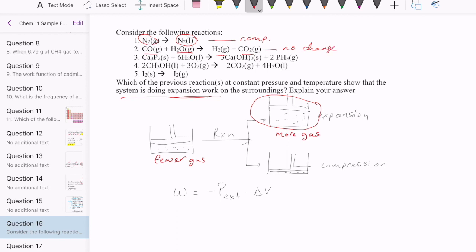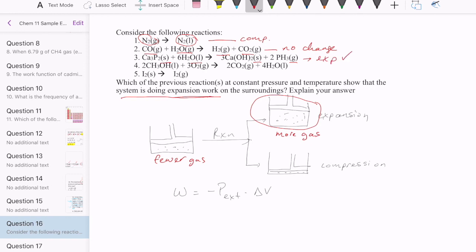Let's take a look at this third one. We have a solid and a liquid, so no gas. And then on the product side, we have a solid and a gas. So we have something that starts with no gas and ends with gas. So the volume is now going to increase. So there is an expansion for this one. So that's our first correct choice.